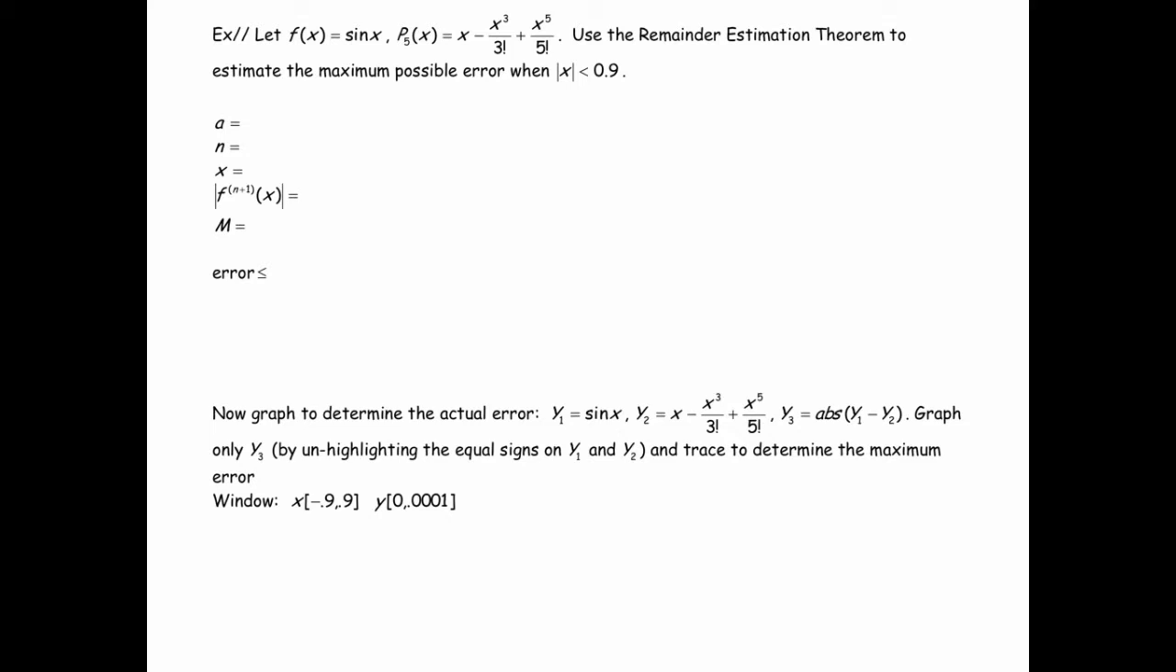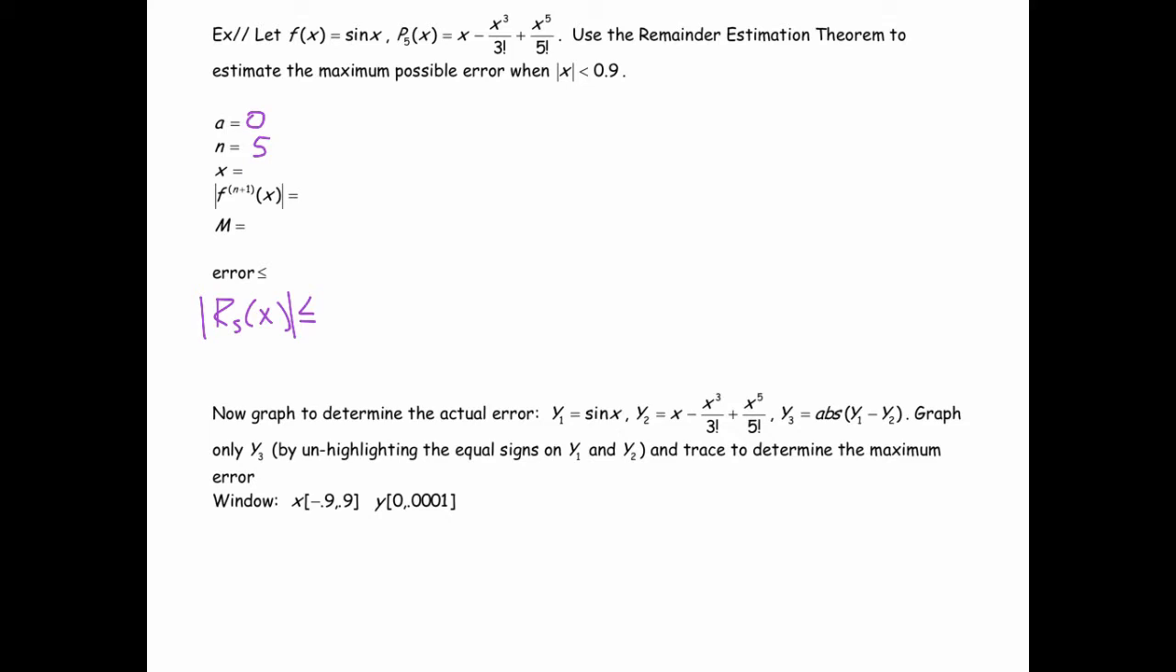So we'll use the remainder estimation theorem, and we'll be calculating R sub 5 of x. So I'm rewriting technically what the error would be. Okay, so a would be the center of our series, which is 0. N is the degree of the polynomial we're using. That's a 5.